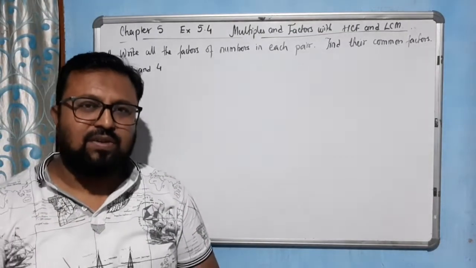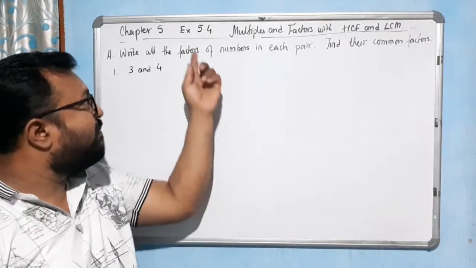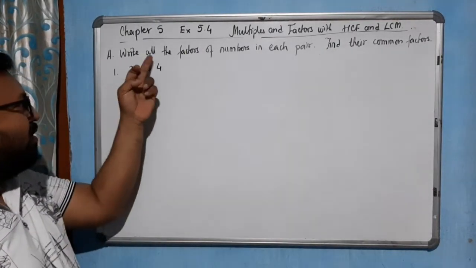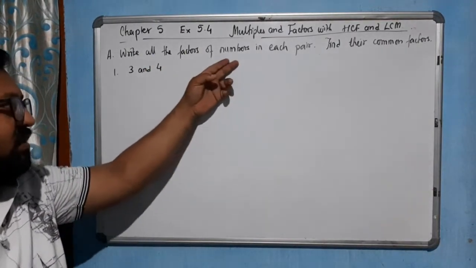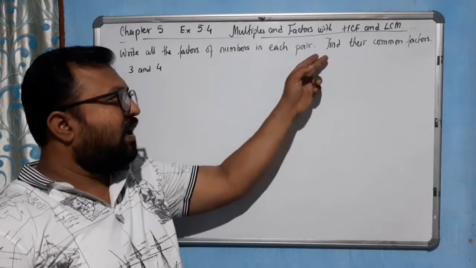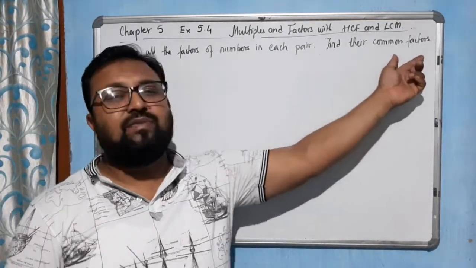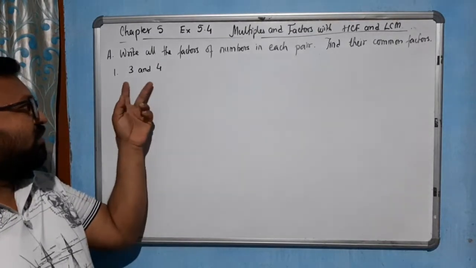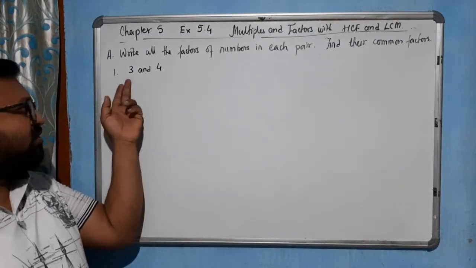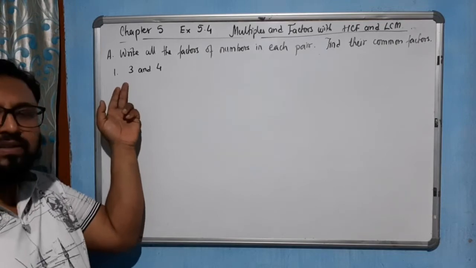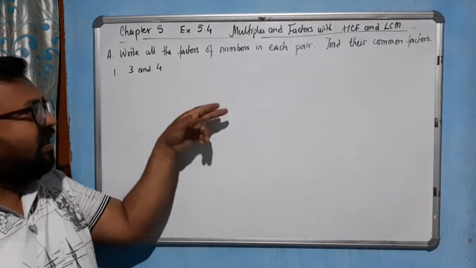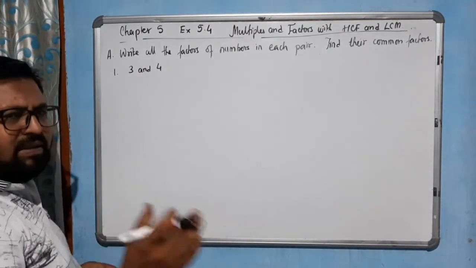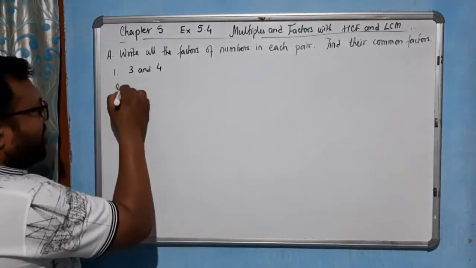Hello students, now come to the next exercise 5.4. The first question: write all the factors of numbers in each pair and then we need to find the common factors here. So first we need to find the factors of the numbers in the pair. Suppose right now here is 3 and 4, so we will try to find the factors of 3 and then 4, and then we will try to find the common factors here. So it's very simple, by the multiplication method we will try to find the solution.